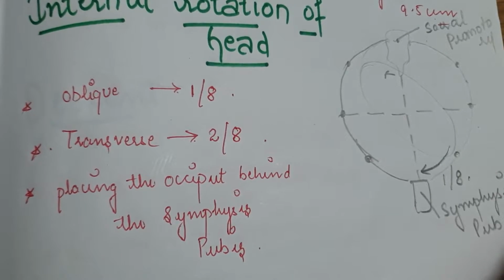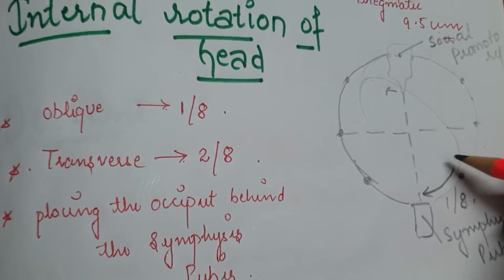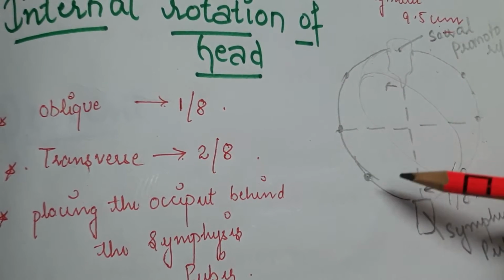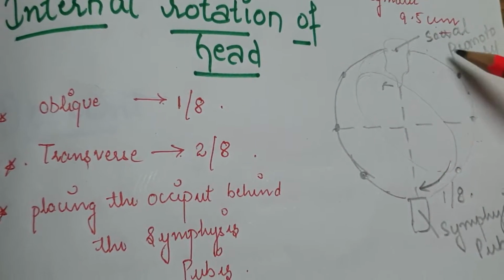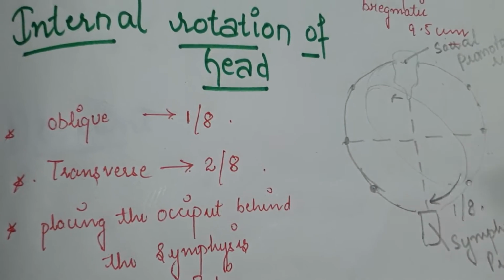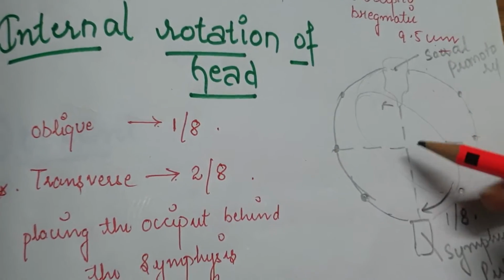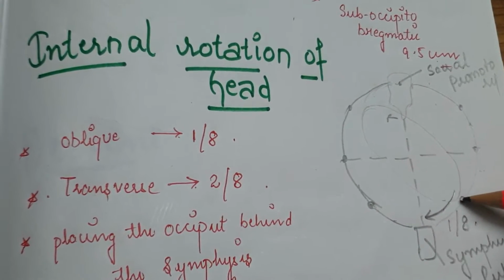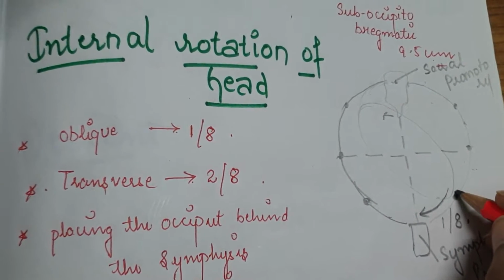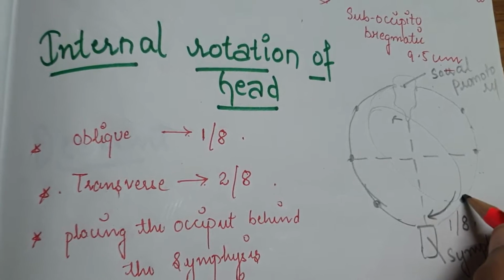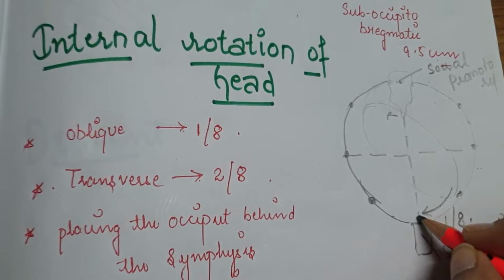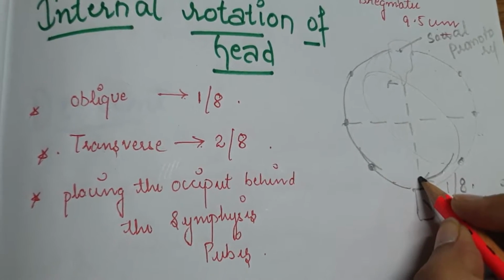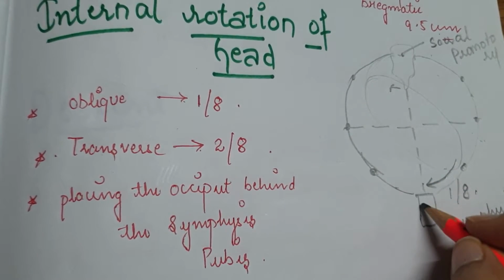So from here I start the counting. 1, 2, 3, 4, 5, 6, 7, 8. So the whole pelvic brim is divided into 8. So if the baby's head lies in the oblique position like this, then the head moves 1/8 of the circle, and the occiput comes behind the symphysis pubis.